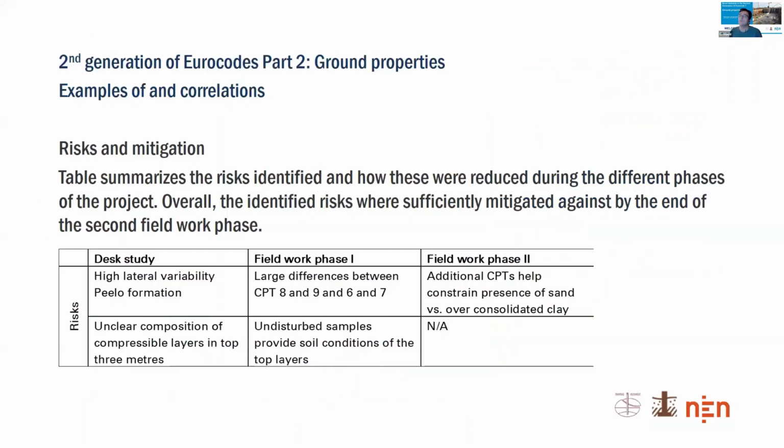So having a look at this project and the risk and mitigations following part 2 of Eurocode, the table below summarizes the risks identified and how these were reduced during different phases of the project. Overall, after making all the CPTs, the identified risks were sufficiently mitigated against by the end of the second phase. And so from the desk study, we have a look at the risk in each individual phase of the fieldwork. We try to reduce this risk up to an acceptable level.